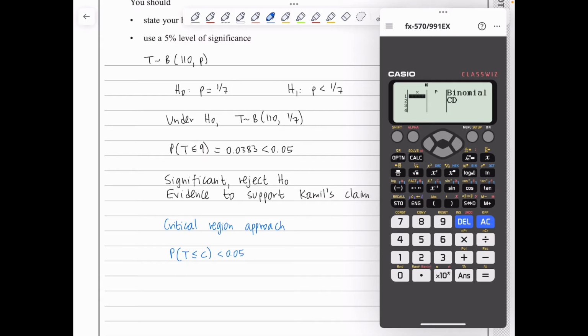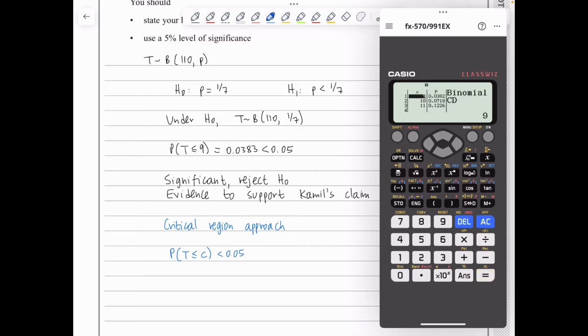I will put randomly some values, maybe 5, 7, 9, just to investigate what's happening. I will put my n to be 110 and my p to be 1 over 7 and check the probabilities that I get. So we can see that the probabilities are quite small, and I get quite close to 0.05 when x is 9. So I will now investigate 9, 10, and 11. I'm looking for a value that will give me a probability which is less than 0.05 and a value that will give me a probability which is greater than 0.05.